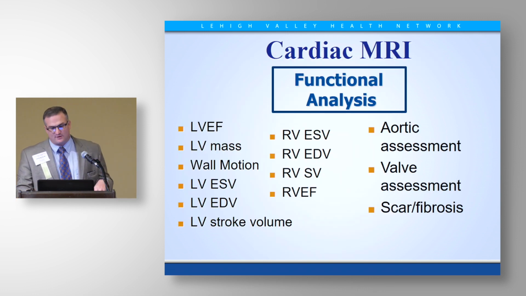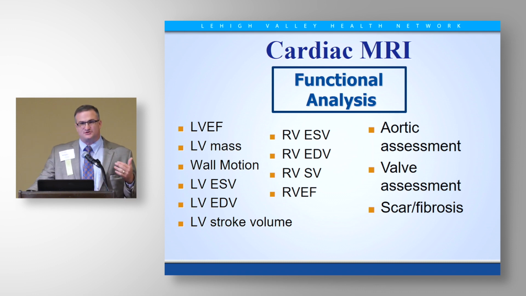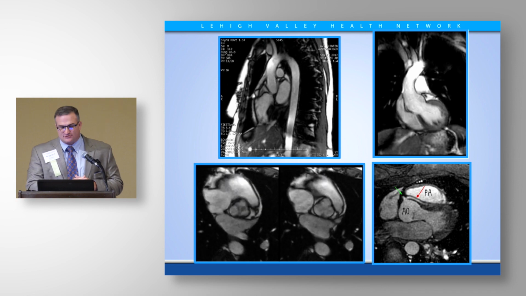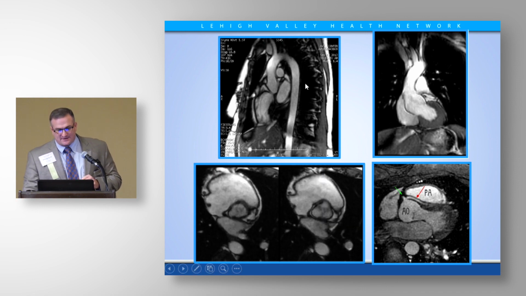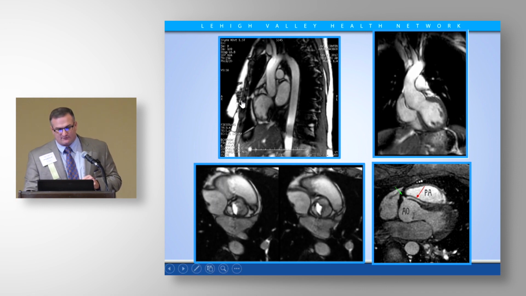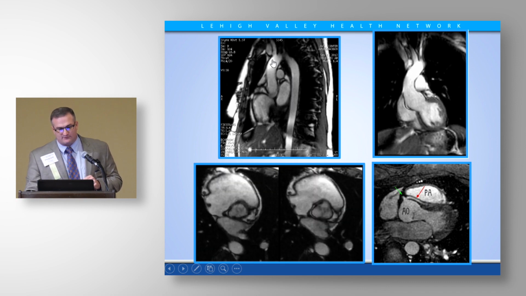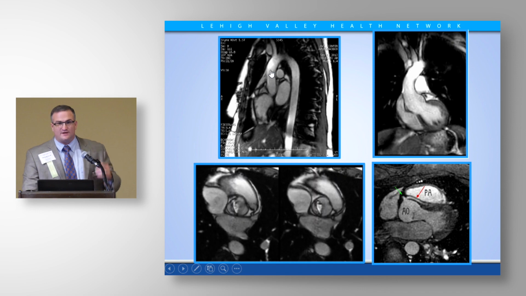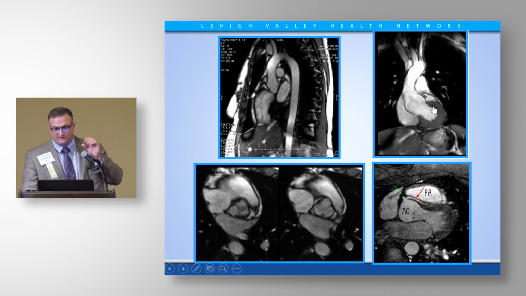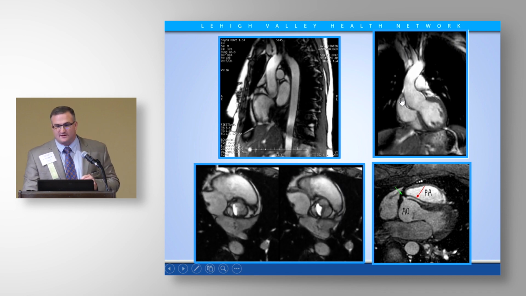But it goes beyond that. We can look at the aorta, valve assessment, and scar or fibrosis all in a single study by MRI. So here's some examples where you can look at the entire aorta. This is front of the body, liver, aorta. This is the candy cane view, hopefully for obvious reasons, where you can get a look at the entire aorta when you're looking for diseases like Marfan syndrome, like this one.